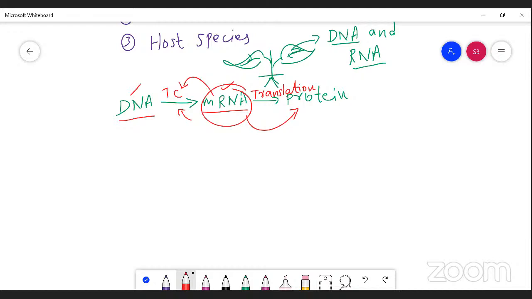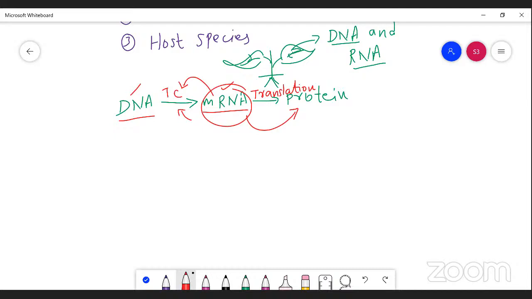The second is nucleic acids. DNA is a nucleic acid, and RNA is a nucleic acid. These nucleic acids are found in all living organisms, plants and animals. But a virus possesses only either DNA or RNA, but never both.